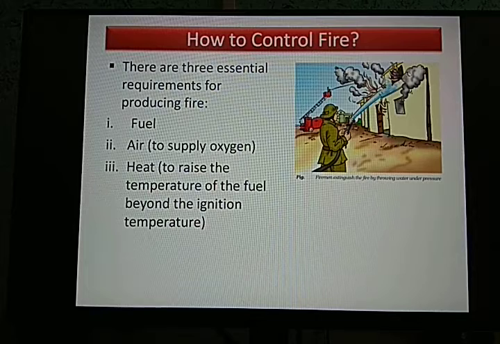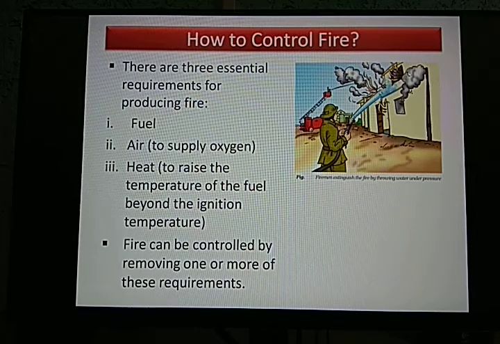Next one is heat. As the heat increases, the fuel's temperature rises beyond its ignition temperature, so we have to reduce this heat. That's why water is poured, to reduce that heat. Clear? So these are the three factors that lead to the production of fire. So fire can be controlled by removing one or more of these requirements. If one or more of these requirements is removed, then fire is totally extinguished.